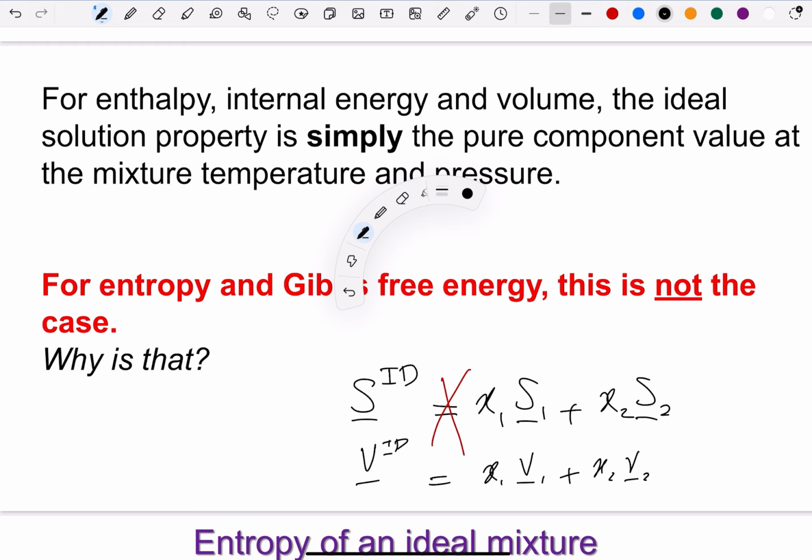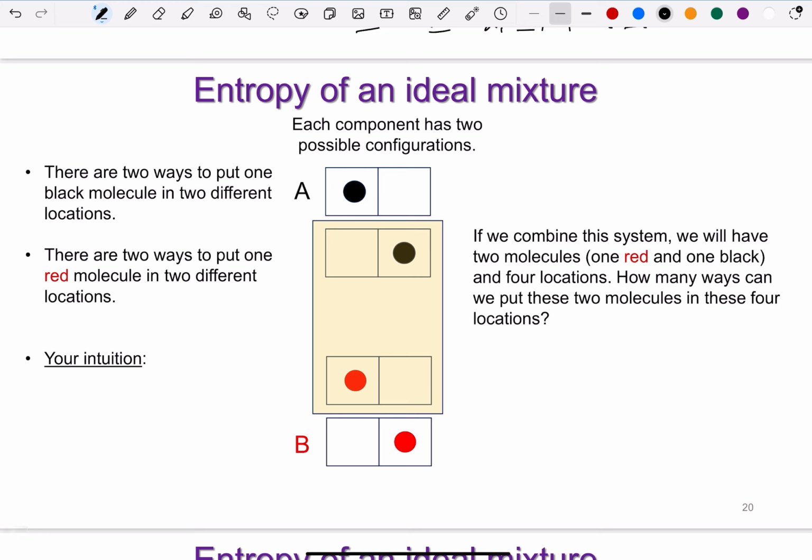So let's have this little experiment here. Think about, we have component A, that black circle over there. And we have also component B with a red circle. And this red circle can basically be placed in two positions. So that's our mixture, right? And component A also has two positions. Either it's going to be in the first square or the second square. So we have two ways to arrange that molecule, let's say, in component 1 and component 2.